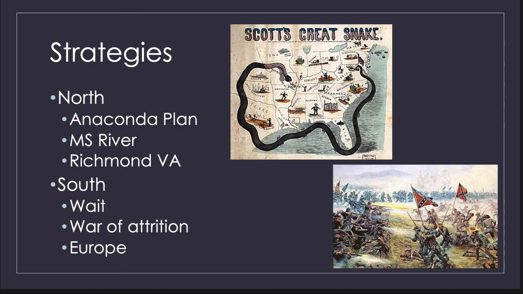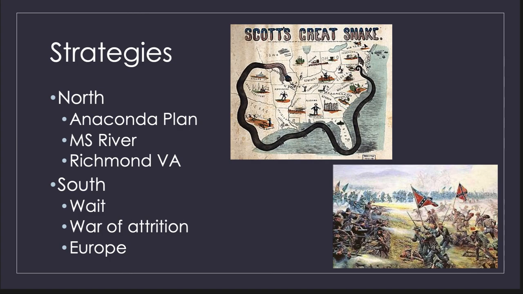hurt them enough to lose. This would also cut off their imports. Remember, the industrial centers are in the North. Industrial centers are what's producing the clothes, the bullets, the guns, the cannons, all of what you need to fight a war. So if we can cut them off from exports and imports, then we are going to crush them.